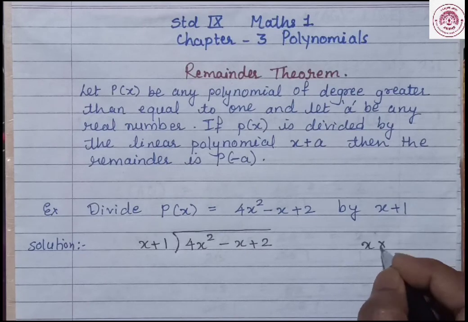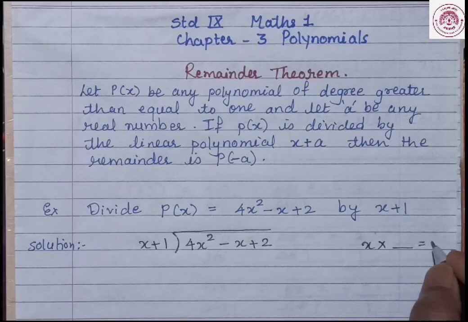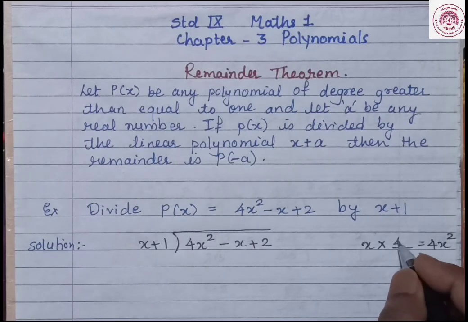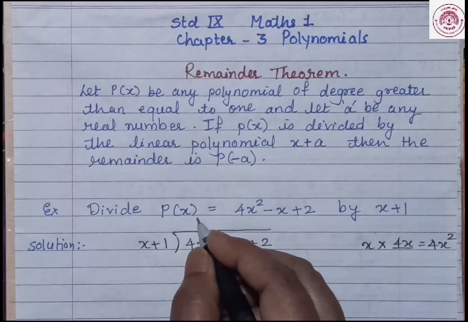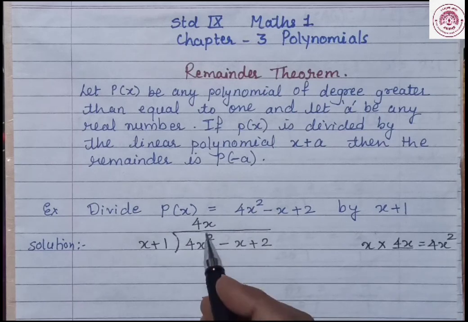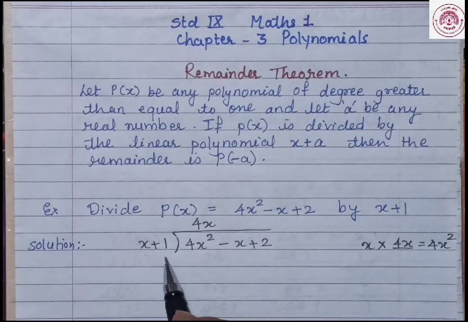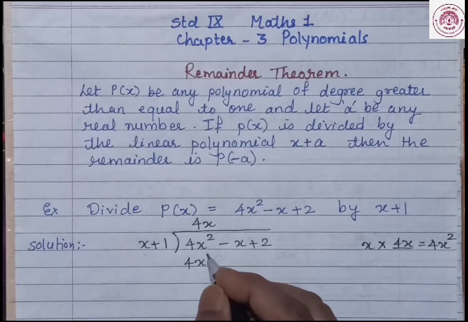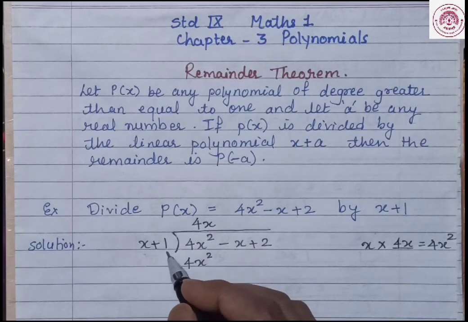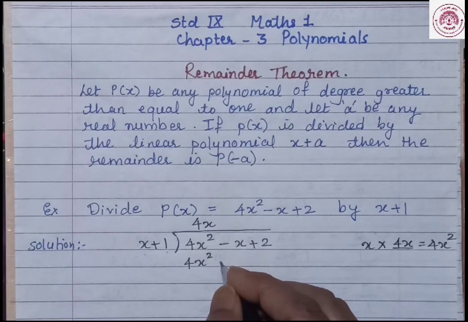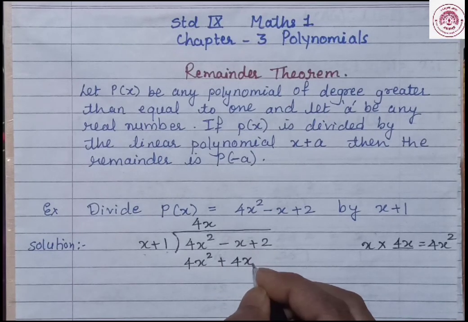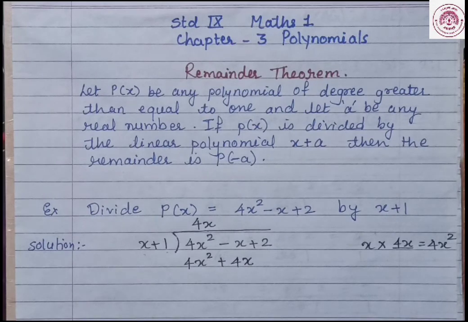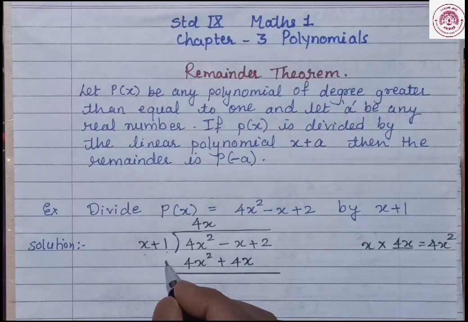So x multiplied by what will give us 4x square? So we have to multiply with 4x. So here we have to take 4x. Now this 4x will be multiplied with both x and plus 1. So let's multiply. 4x multiplied by x is 4x square. Then 4x multiplied by plus 1 is plus 4x.